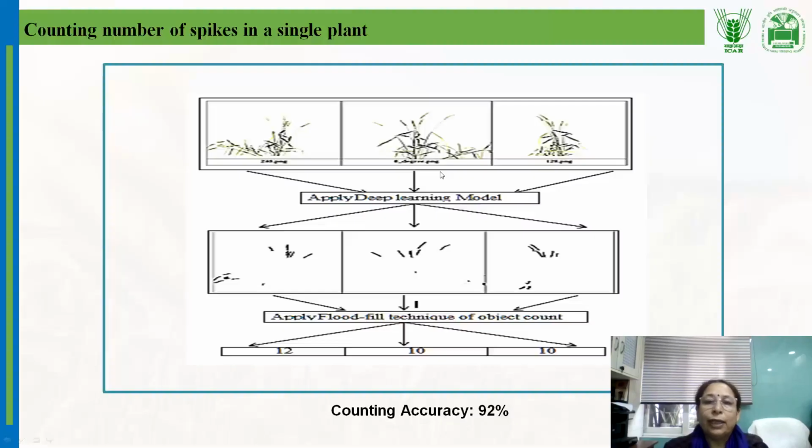The very purpose of taking images from three different directions was that if certain overlapping is happening, it can be accounted for. You can see the maximum number of spikes which came out is 12. So we have considered 12 as the maximum number of spikes available in this particular plant. Combining this complete approach, for the SpikeSegment model we got an accuracy of almost 95%, and for the counting of spikes, where we applied the flood fill technique, we got an accuracy of 92%.